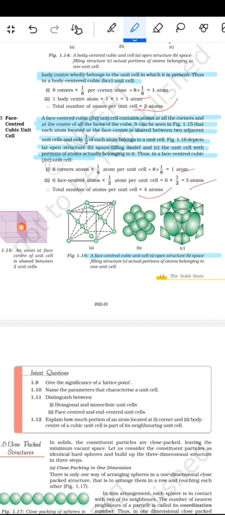आगे बढ़ते हैं तो कहता है कि फेस सेंटर्ड क्यूबिक यूनिट सेल ओपन स्ट्रक्चर, स्पेस फिलिंग स्ट्रक्चर, एक्चुअल पोर्शन ऑफ द एटम्स बिलोंग टू द वन यूनिट सेल है, जो दिया हुआ है, ठीक है। और यहाँ पर an atom at the face center of the unit cell is shared between the 2 unit cells.